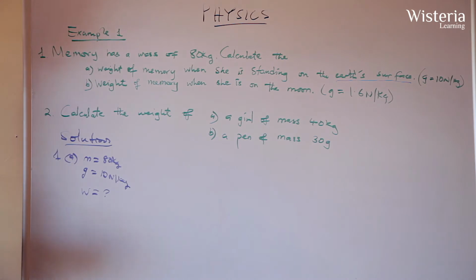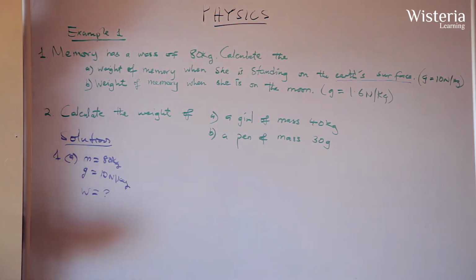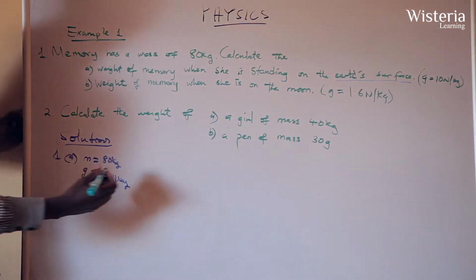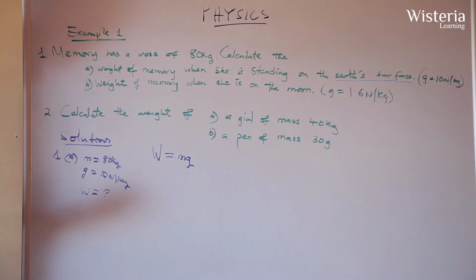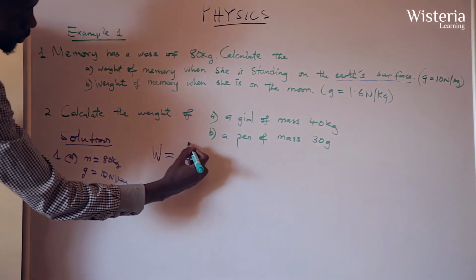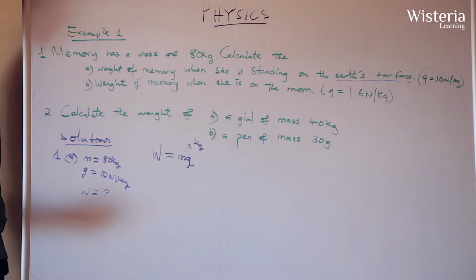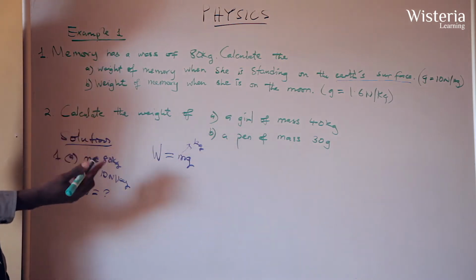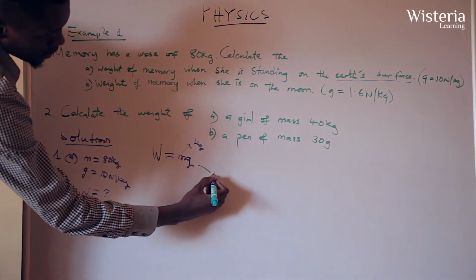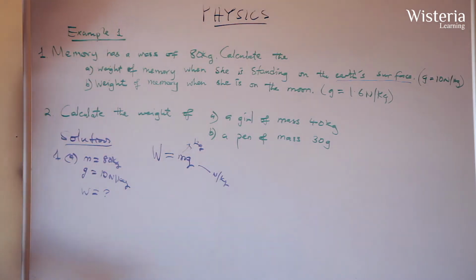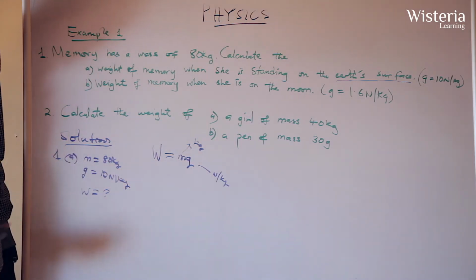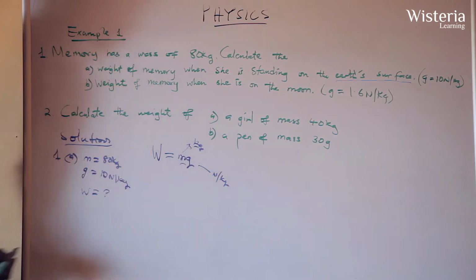Like we discussed previously, in order to calculate the weight of an object, you apply a formula. This formula is as follows: weight is equal to mass times gravity. Before you do your calculations, you need to check that the mass of the object is in kilograms, and that the gravity acting on it is in Newton per kg. The mass of Memory is 80 kg, so we are okay. We don't need to change anything.